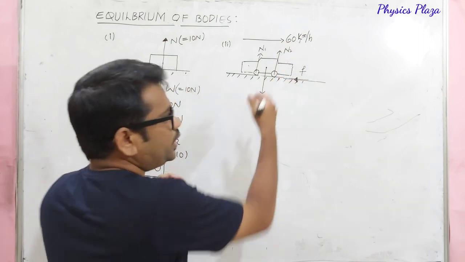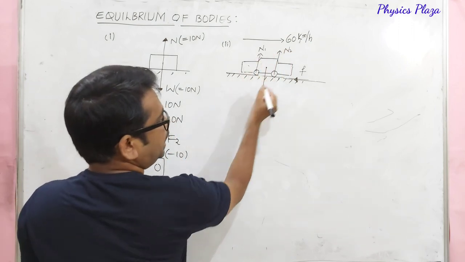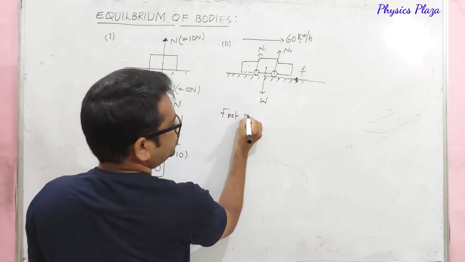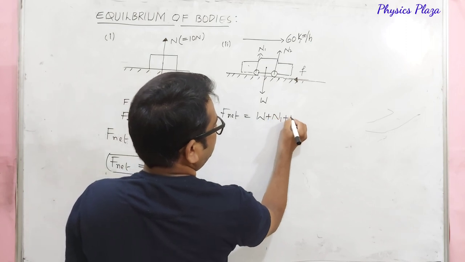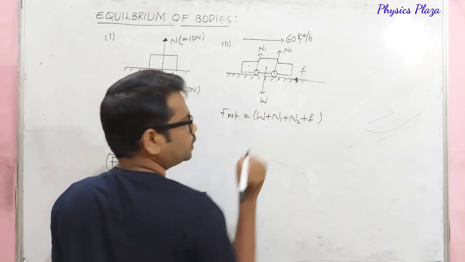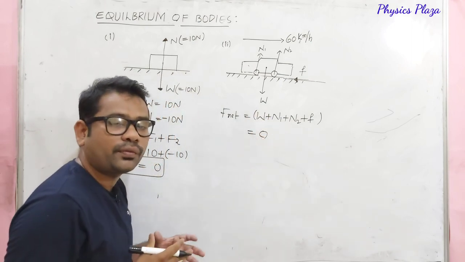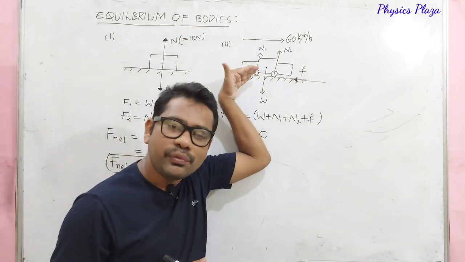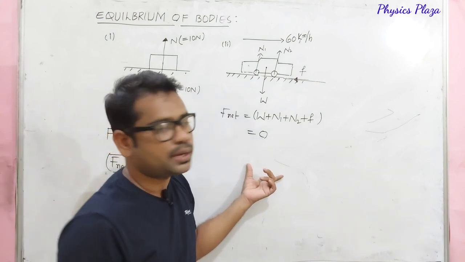So, this is possible when the sum of these forces, F net, that is W plus N1 plus N2 plus F, should be 0. Then only, dear children, the body which is going with uniform velocity will continue its uniform motion. This is the second example.